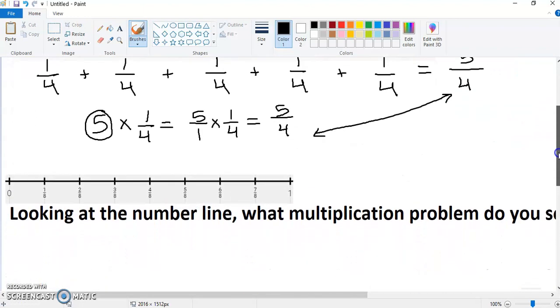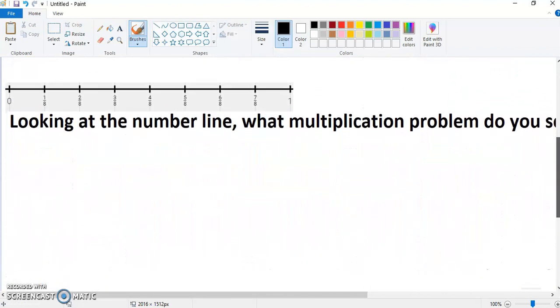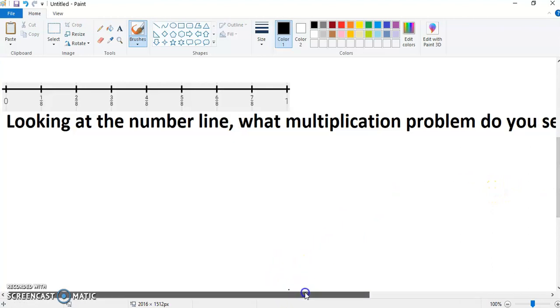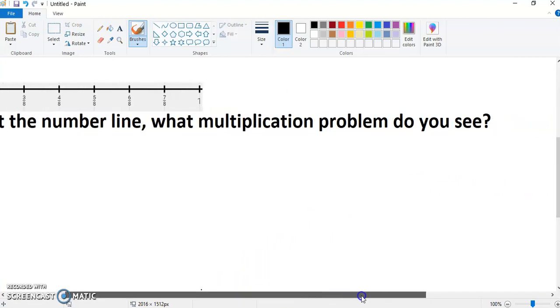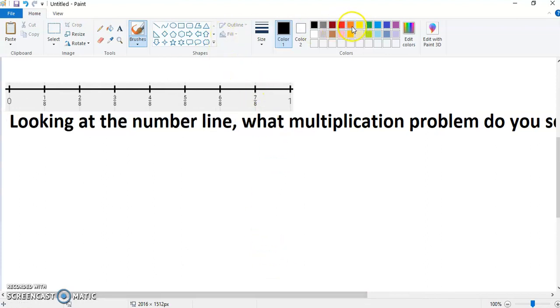So here's another example. Here's something else that you might see. It says, looking at the number line, what multiplication problem do you see? So I'm going to put a mark here. Let's do something bright. Let's say 6 out of 8. So you can see I put a little mark at 6 over 8.